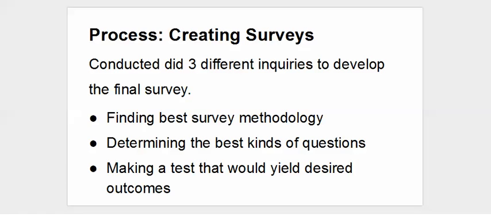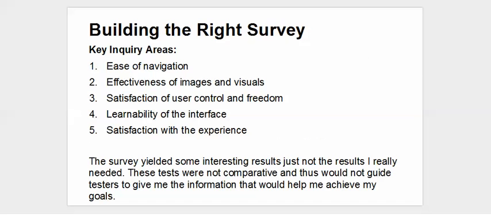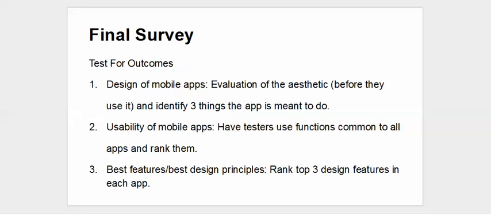The second inquiry that I conducted was to determine the best kinds of questions to ask during the survey, and then the third was to develop a final survey that would yield my case study outcomes. So the first survey that I built was to have users test usability based on usability heuristics. And while it did give me some good usability feedback, it wasn't structured for telling me what people liked about the design and features and why they liked those features. So this final survey was more in line with my intended outcomes of the study.